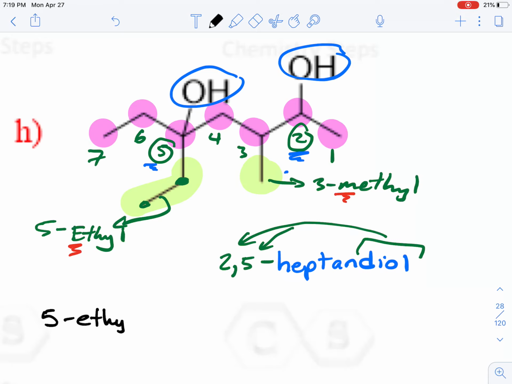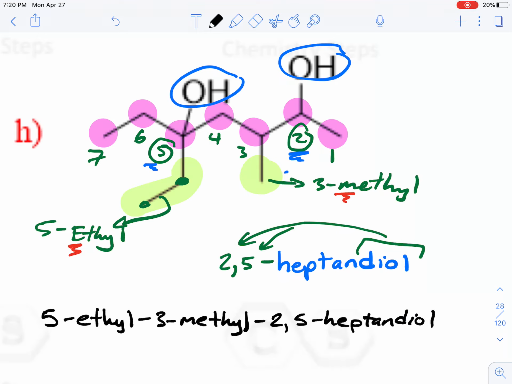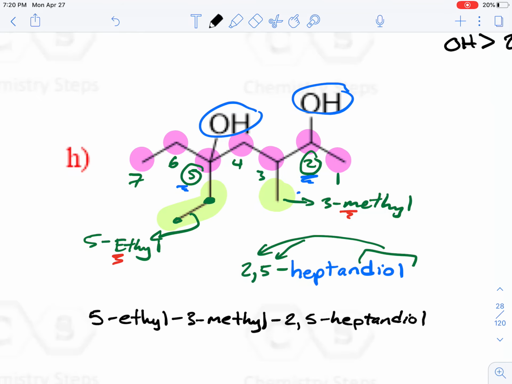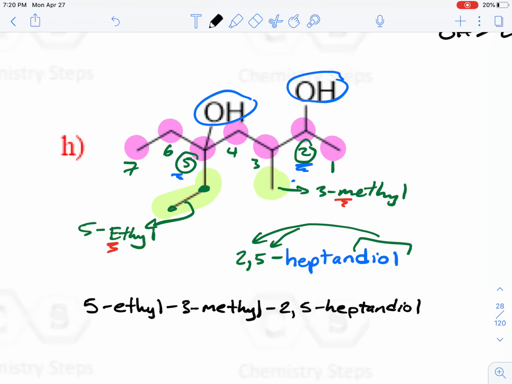So therefore, my name of this compound is going to be 5-ethyl-3-methyl, and then I'm going to go ahead and conclude the substituents by describing the name of the parent chain. So this is going to be 2,5-heptanediol. All right. And so this is how you would tackle naming an organic compound if there is more than one alcohol.